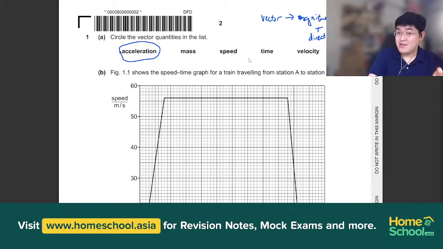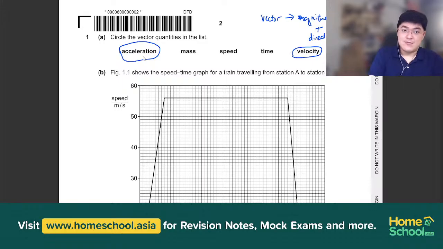Speed, same thing. It is only a measure of how fast something is going, but it doesn't tell you the direction. So speed is also not a vector. Time, same thing, it only goes forward, it doesn't go backwards. So these three are scalar quantities, which only have a magnitude. Last but not least, velocity. Velocity is similar to speed, but it has a direction. It tells you where it is moving. So velocity is also a vector quantity.